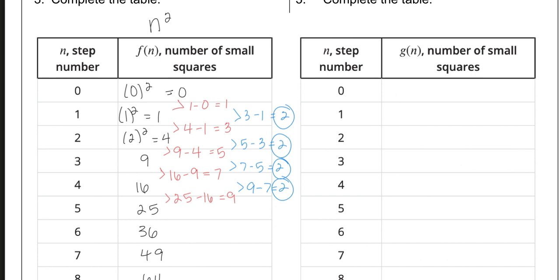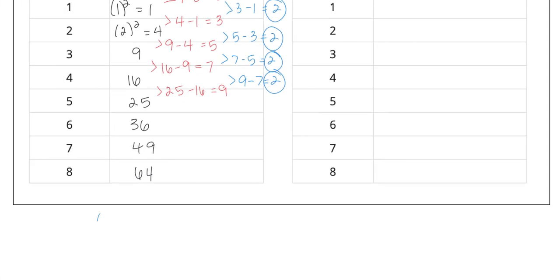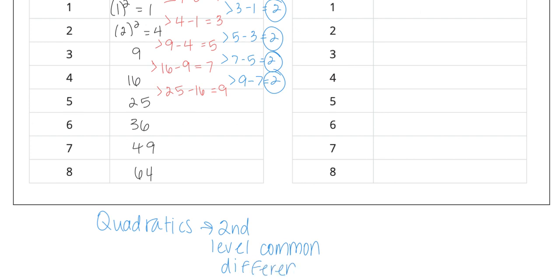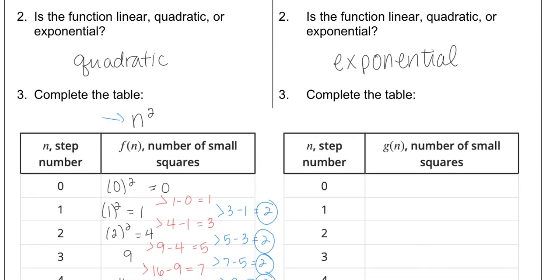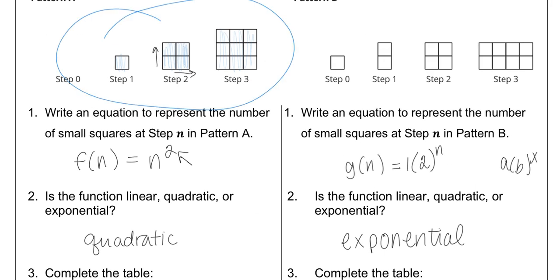So something I want you to add to your notes is quadratics have a second level common difference, okay? So that's just another way for you guys to be able to check if we have a quadratic function, okay? You can look at your pattern, you can look at your equation, you can look at the pictures, or you can look at a table and find that second level common difference.